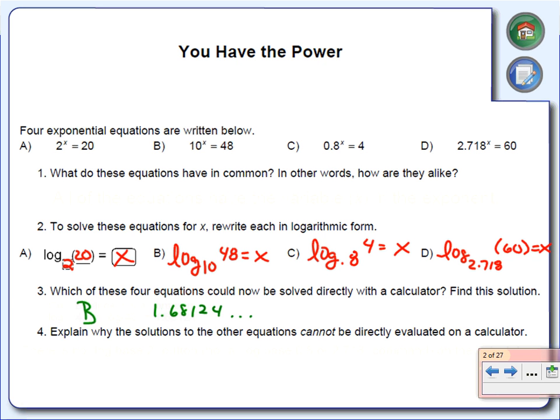Number 4 asks, how come we can't put the other ones in the calculator? That's right. For number 4, the reason we can't put A, C, or D in the calculator is because they don't have a base of 10. The calculator only knows base 10, or at least our calculators do. I'm sure there are more expensive calculators that can do that.